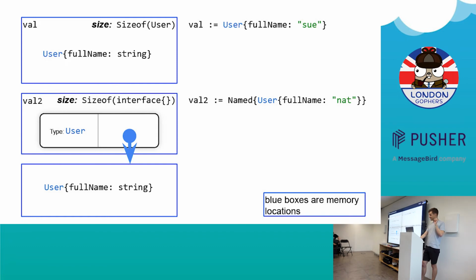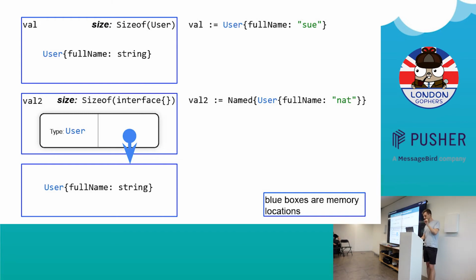Now, an interface value, what's the size of an interface? Well, the size of an interface is actually the size of 2 pointers. Because what it has is a pointer to the value, and then sometimes some optimizations, etc., but you can ignore that. But more importantly, a pointer to the type. And that's what's going on.